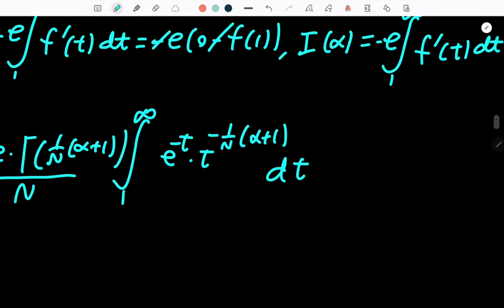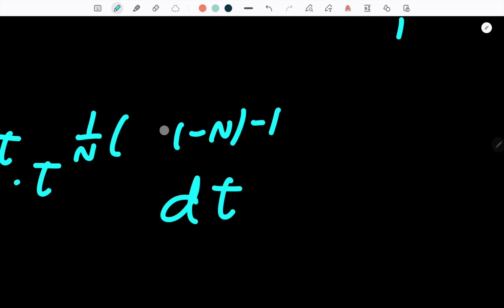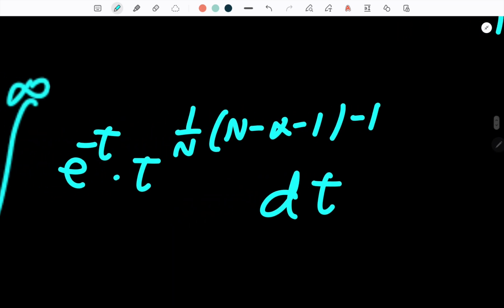Okay. Now, in the exponent of t, we can just go ahead and add 1 and then subtract 1. Okay? Now, this is the same thing as saying minus n inside. We can bring it in, and then, of course, minus 1. And then we can go ahead and bring in this negative, and then we'll have n minus alpha minus 1. There we go. Now, this is the exact same thing to what we had before in the exponent of t.